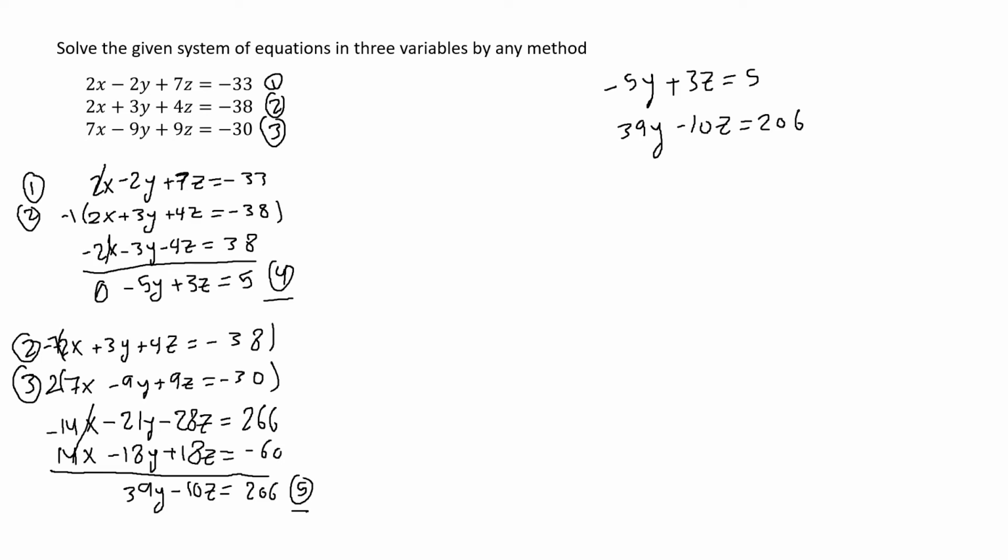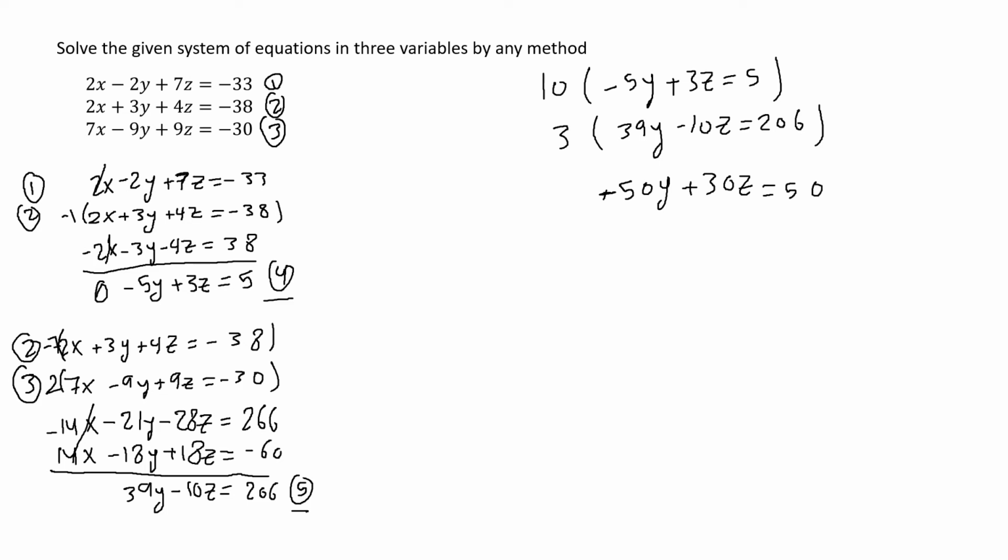Now for the second part, same idea. We're going to pick a variable and eliminate it, and by inspection the z variable might be easier to eliminate. So we can multiply the top one by 10 and the bottom one by 3. 10 times negative 5 gives us negative 50y. And then 10 times 3z is plus 30z, equal to 10 times 5, that's 50.